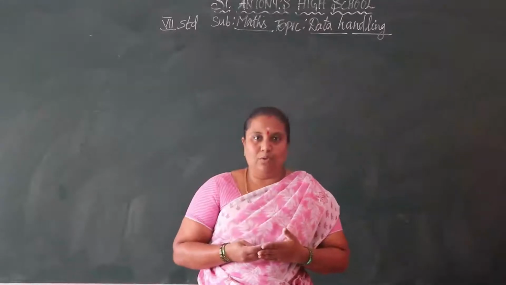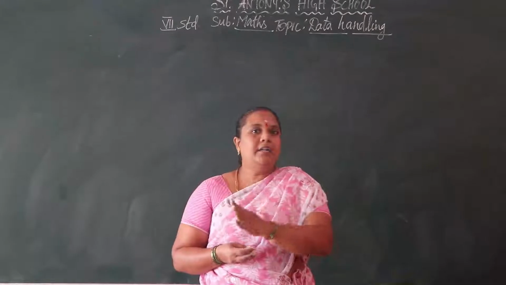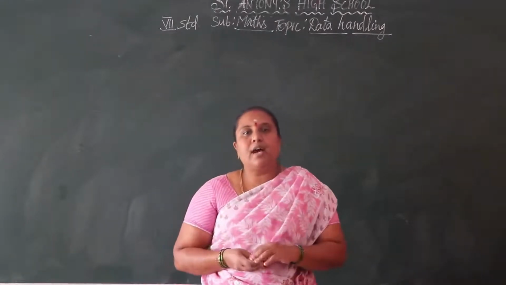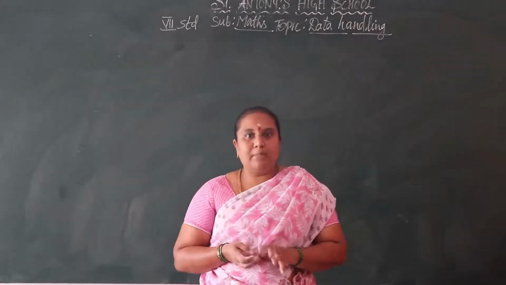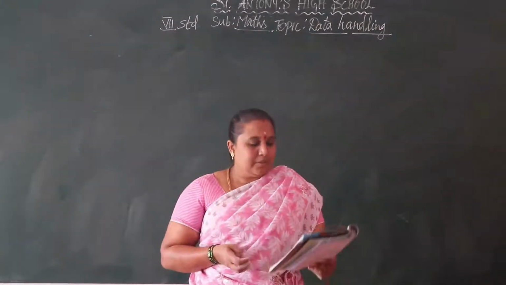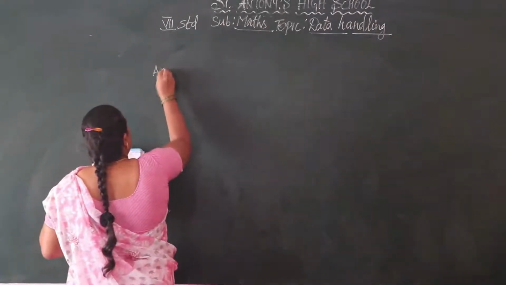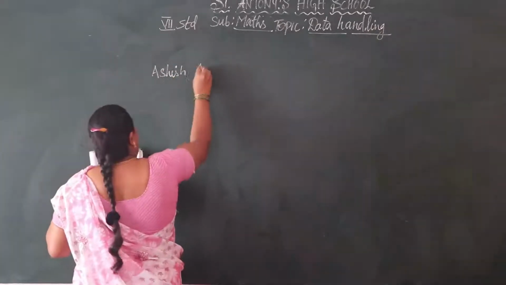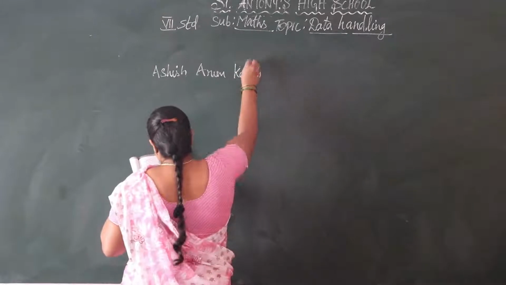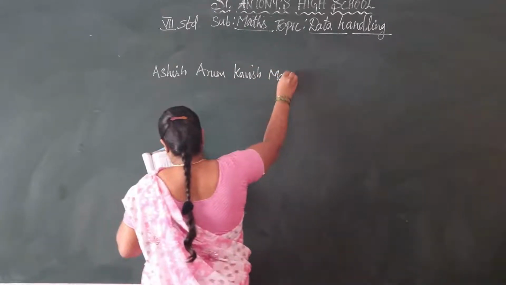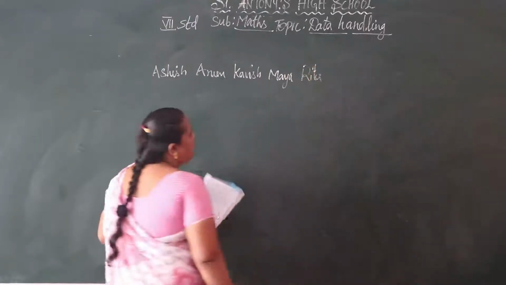So she wants to know, by comparing the marks of quarterly and half yearly. So for this we are drawing the data as a double bar graph. See here, the students are given: Ashish, Arun, Kavish, Maya and Rita. So she is taking 5 students.